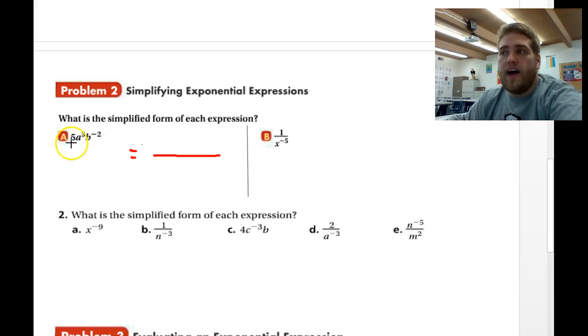So we look at 5. 5 is a term by itself. Does it have a negative exponent touching it? No, it's just a 5. So if it's just 5, we leave it alone, okay? So 5 just goes on top, okay?